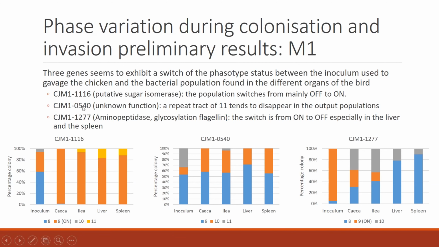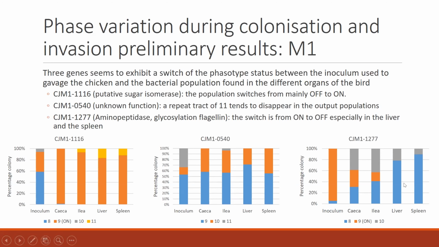So there's 0540. In this case, we don't know the function, plus it's an intergenic repeat tract, so we don't know exactly what the effect of a change of repeat tract size is. But what we can observe is that in the inoculum, you have 11 Gs that disappear in the chicken. So it seems again that there is kind of a selection.